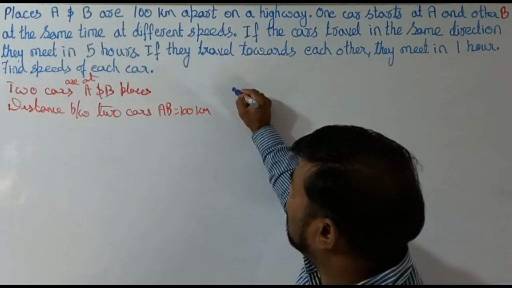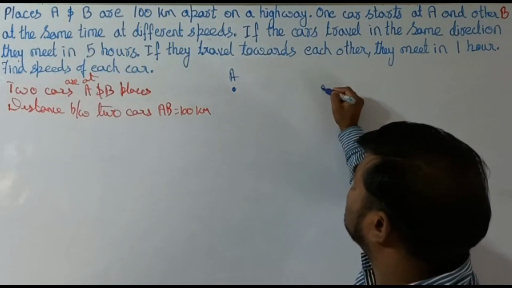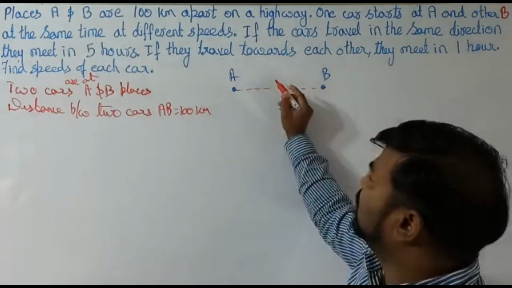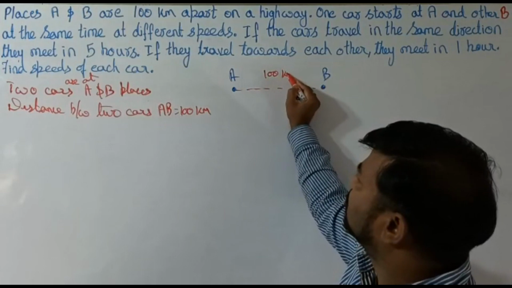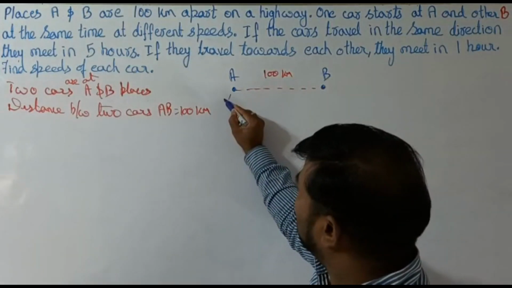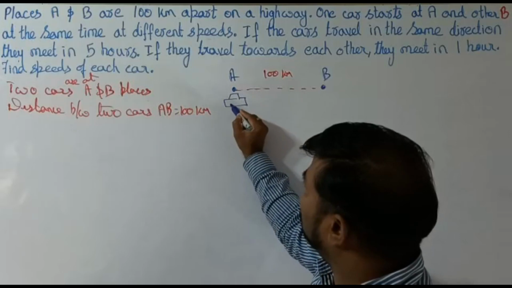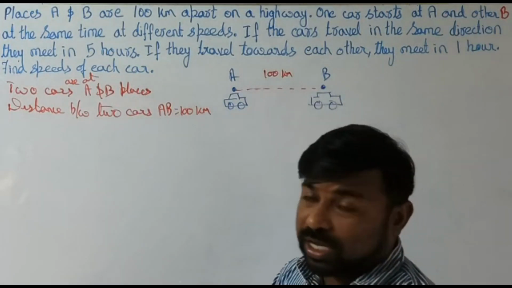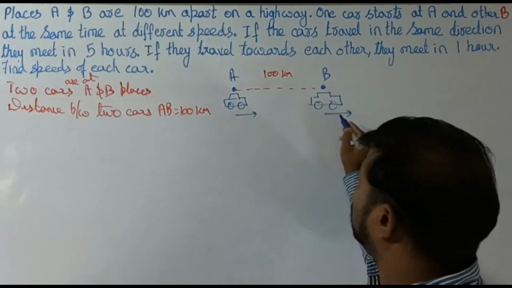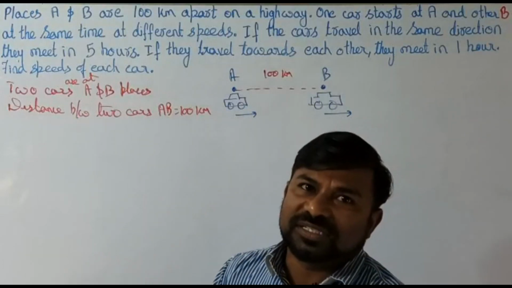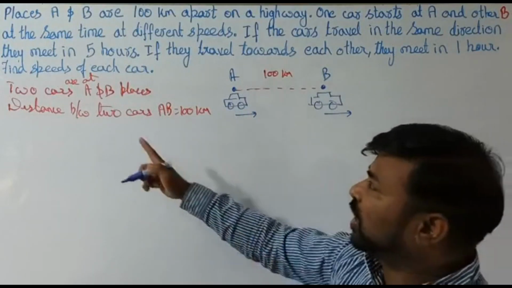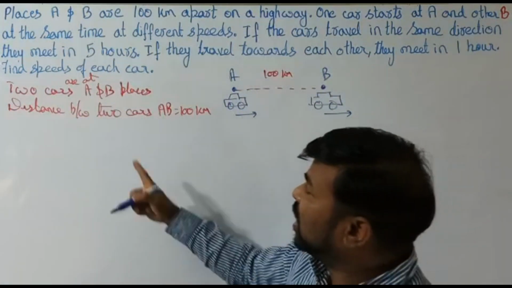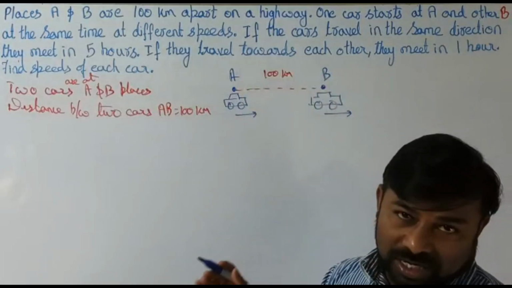We are taking the first car, right? This is place A and this is place B. This is the distance between them. Here the distance is 100 kilometers. Now we are making the first car start from here. This is the first car and this is the second car. Let's imagine the first case as moving in the same direction. The name of the first place is A and the second one is B. The distance between the two places is 100 kilometers.